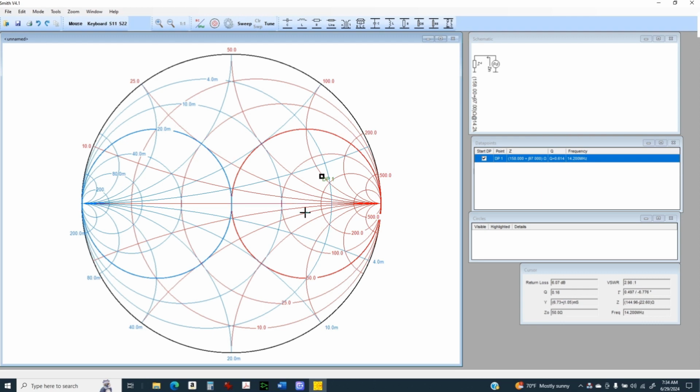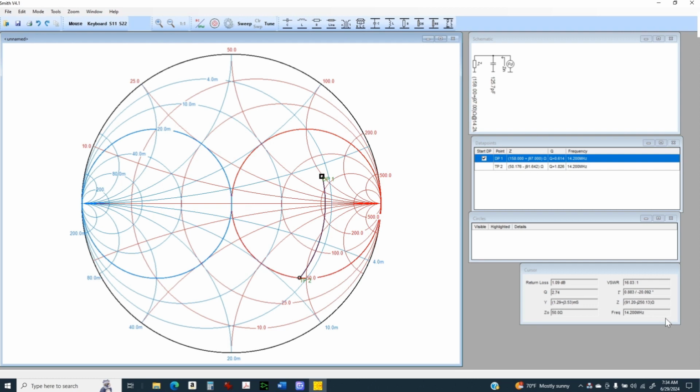All right, let's go with the shunt capacitor as our first device. It takes us down here to the constant resistance circle, or the unity resistance circle, at which point we can now use a series inductor to bring us right up to the prime center again. Every one of these are easily done this way.